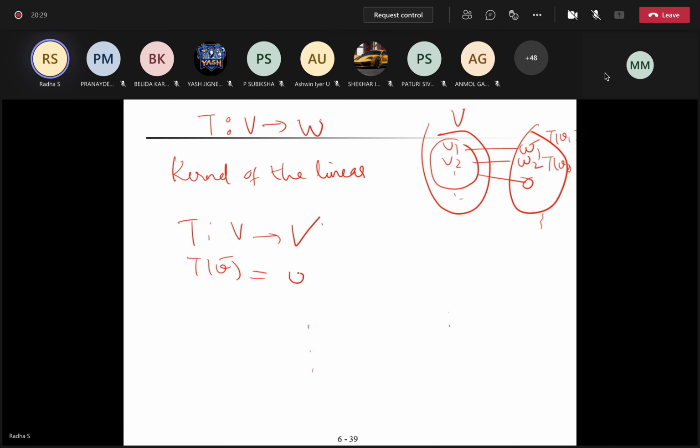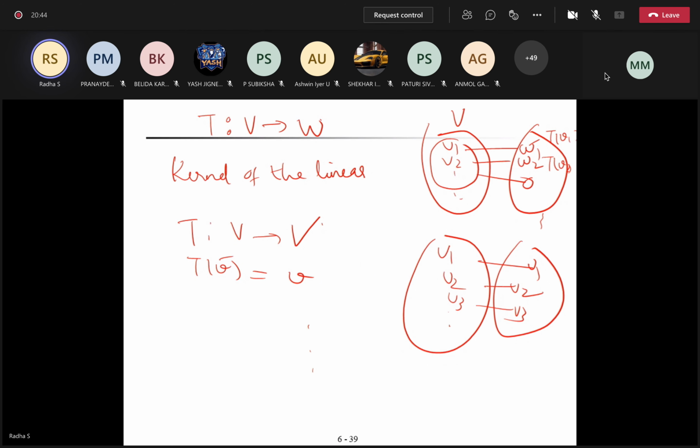So what I am defining now, T of V is equal to V. That means every element is mapped onto itself. So what will be the kernel? V1 to V1, V2 to V2, V3 to V3, like this. So which element will be mapped down to 0? What are all the elements that are mapped down to 0 under this?